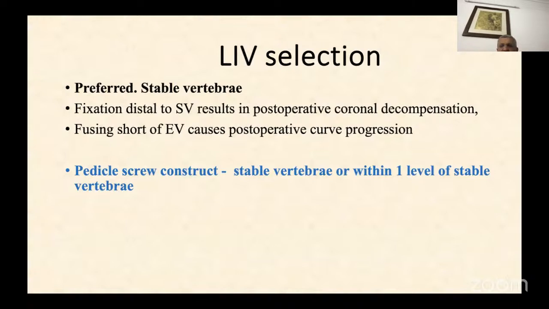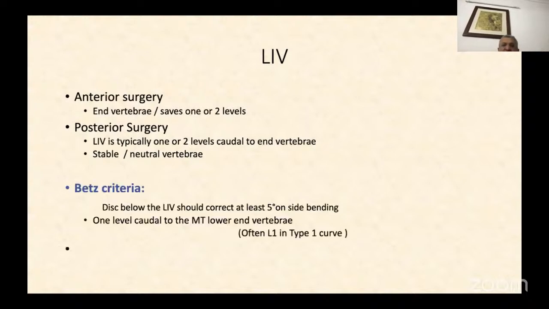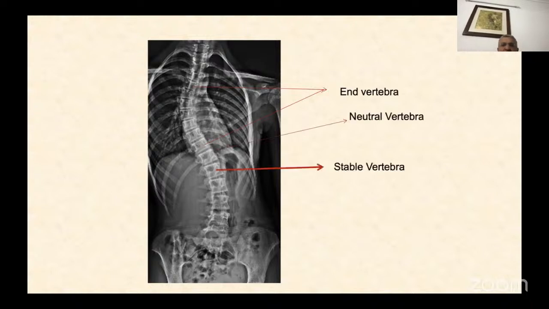Either you choose the stable vertebra or within one level of the stable vertebra. If you do an anterior surgery, you can go end to end. However, in a posterior surgery, it always boils down to the stable vertebra. And this is what Bett's criteria also involves. I'll give you an example. See this curve? The end vertebra is about T11, but the neutral vertebra is T12, and the stable vertebra here is L1. Therefore, it would be safe for you to use the stable vertebra.